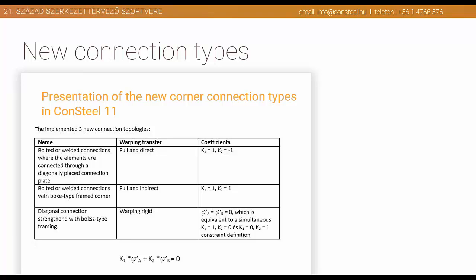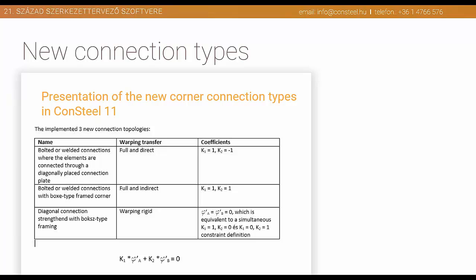The diagonal plate connection provides a full warping transfer, which means that the warping, the seventh degree of freedom displacement of one end, will be equal to the displacement on the other end, and it is direct, which means that it will keep the same sign. The bolted connection, the box connection, is also a full warping transfer connection. It transfers the same magnitude of displacement, but it will reverse the sign, and this is an indirect transfer.